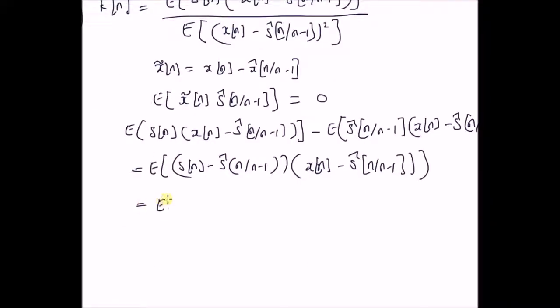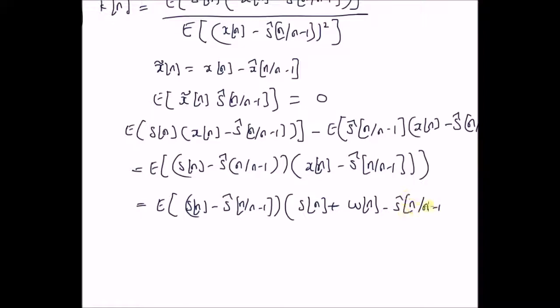Clearly this is equal to expectation of s of n minus s hat of n given n minus 1, multiplied by s of n plus w of n. By using the observation model, we have s hat of n given n minus 1. So this is equal to expectation of s of n minus s hat of n given n minus 1 whole square, and the expectation of the product of s of n minus s hat of n given n minus 1 with the noise component w of n is clearly equal to 0. So we can ignore that term. So this is the numerator.